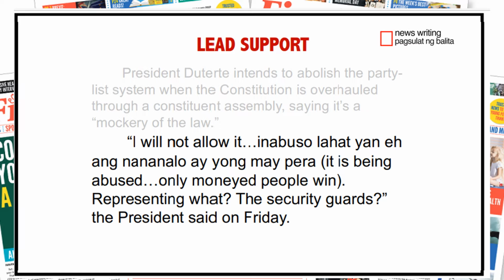In English: President Duterte intends to abolish the party list system when the Constitution is overhauled through a constituent assembly, saying it's a mockery of the law. Here, the second paragraph or your lead support. "I will not allow it. Inabuso lahat yan eh. Ang nananalo ay yung may pera. It is being abused. Only moneyed people win. Representing what? The security guards?" the president said on Friday. Yan. Andyan na yung Friday sa lead support.